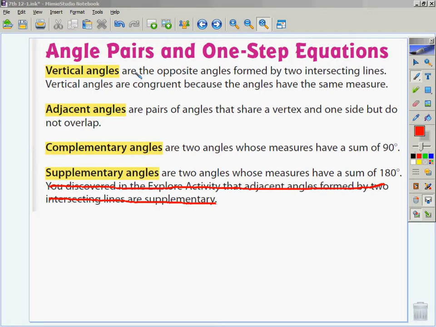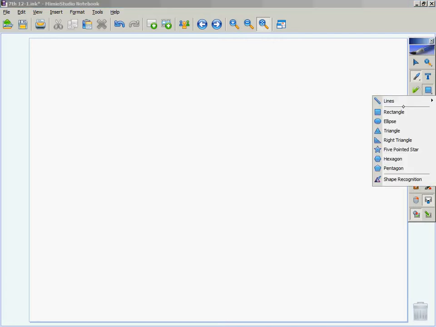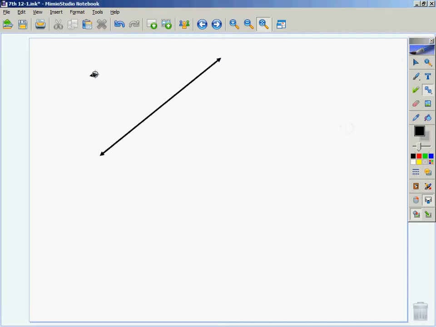It says, vertical angles are opposite angles formed by two intersecting lines. And vertical angles are congruent. In other words, they have the same measurement. I want you to see what they'd look like. They said it's formed by two intersecting lines. So, if I draw two lines that are intersecting, and I label these going around. Okay?